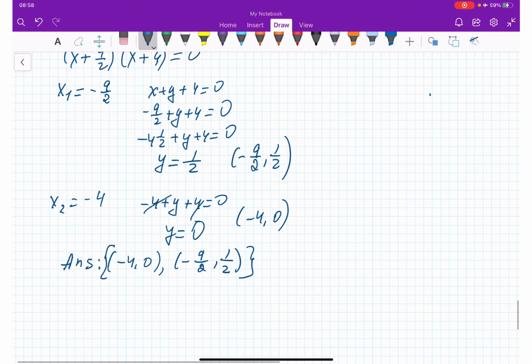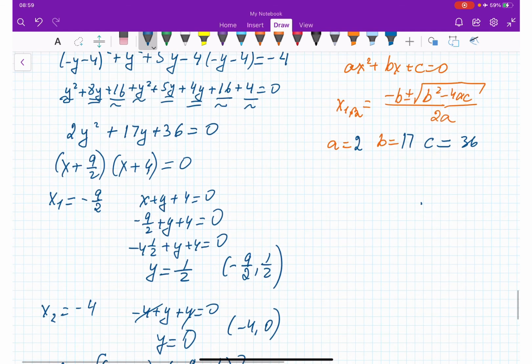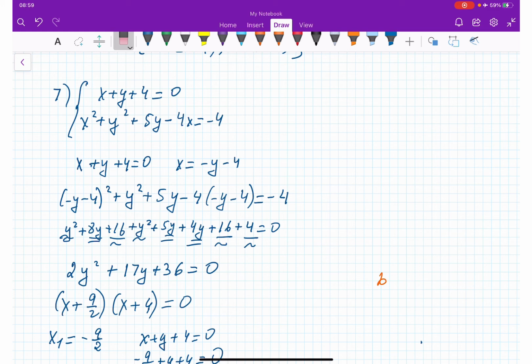Question number 8. Let's solve here. All right, number 8 is going to be x squared plus xy equals 10, and x squared plus 2xy is equal to negative 5.